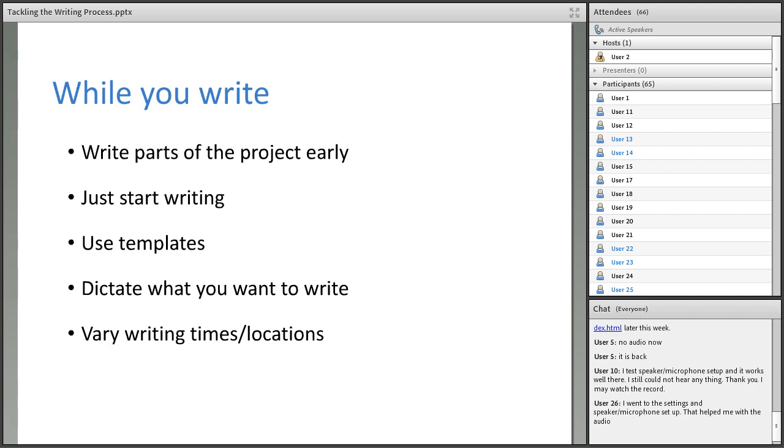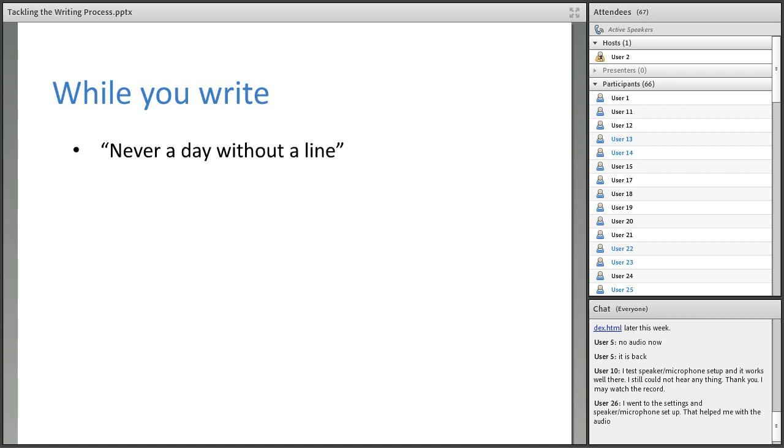Also, vary your writing times and your locations. Now, this may be mandatory for some of you who don't have dedicated office space. And it also contradicts what I said about creating a routine or a ritual. That said, changing up when and where you write can help you avoid getting in a rut when you're writing.